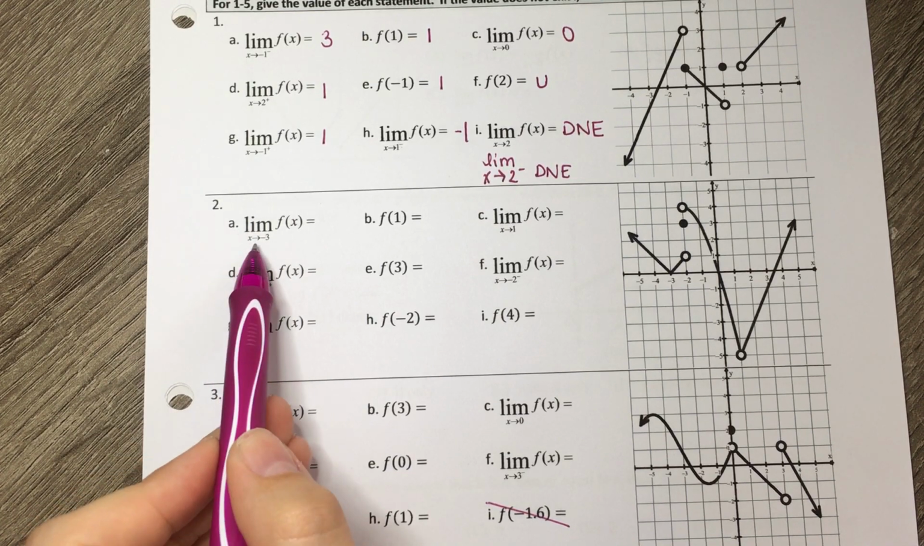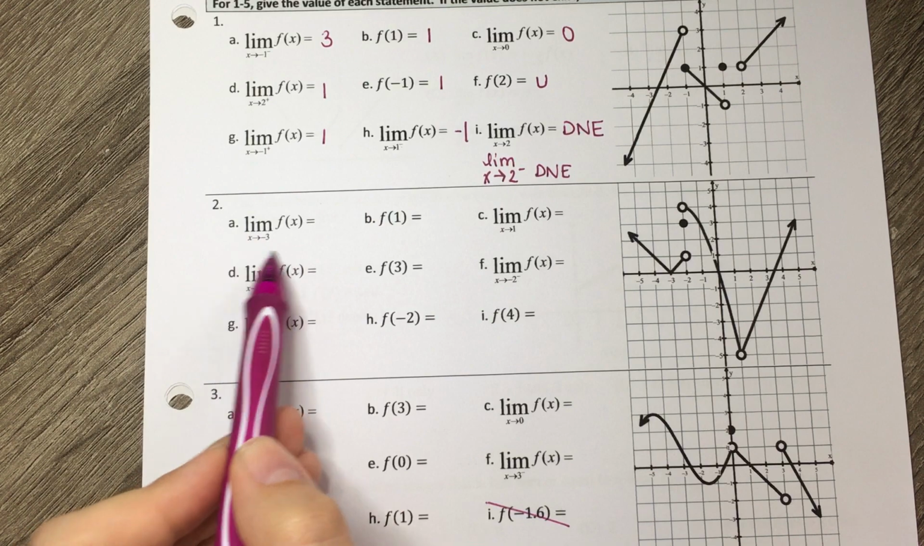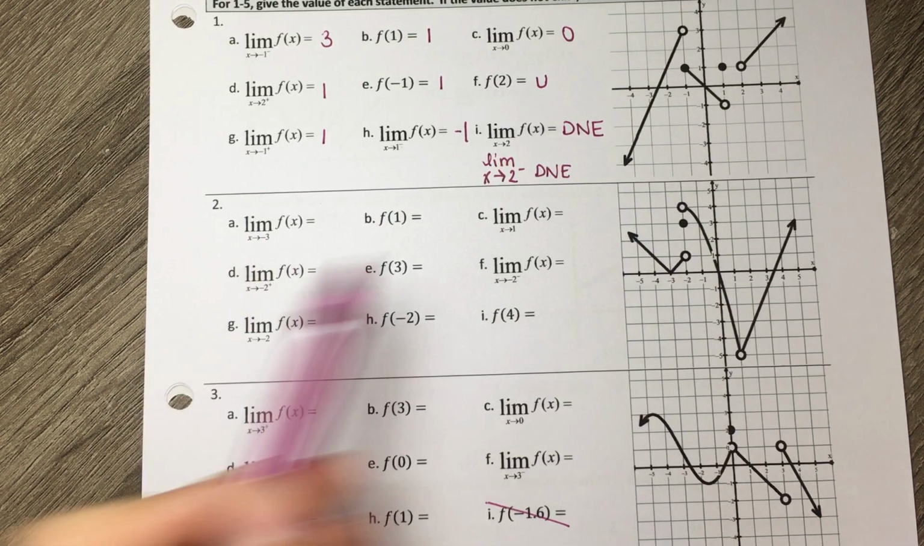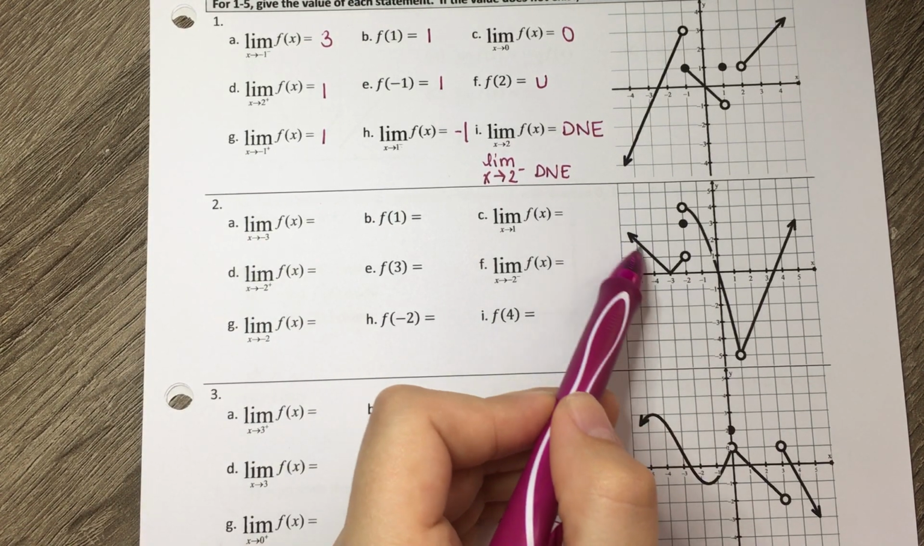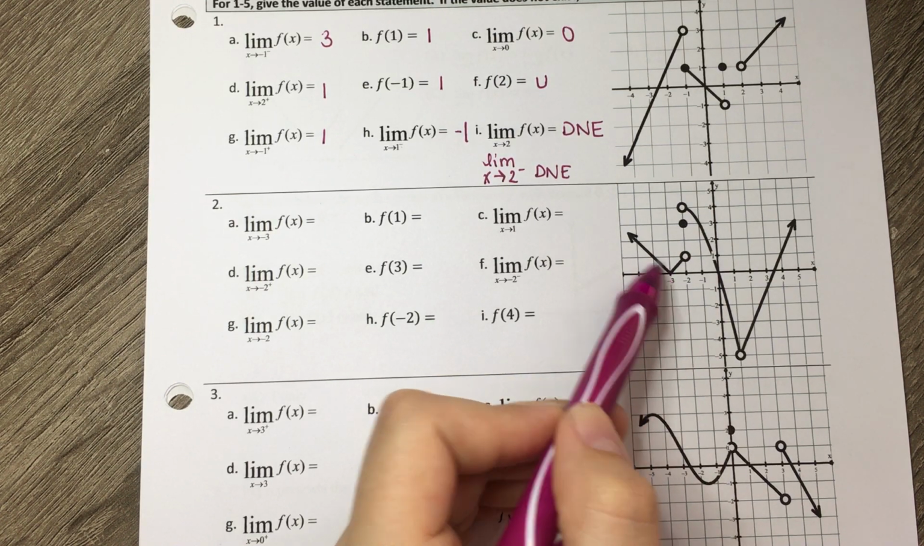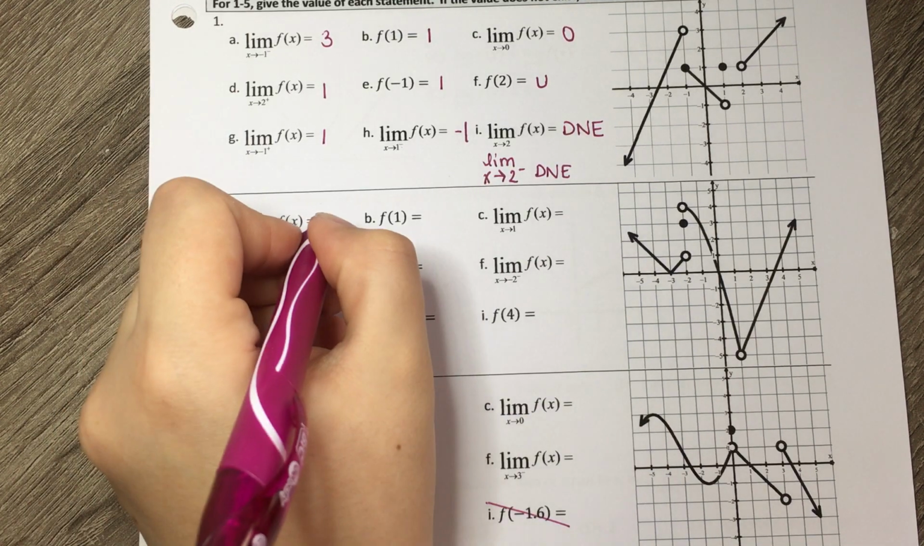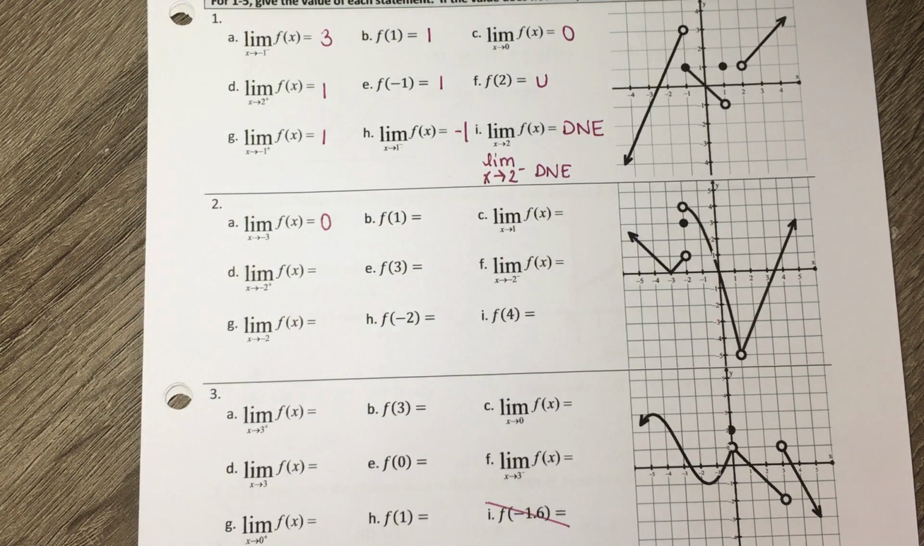Okay, number 2, letter A. We're going to approach -3. I don't see a minus or plus, which means it's a two-sided limit. So I need to approach -3 from the left, I get 0. I need to approach -3 from the right, I get 0. My left and right hand side are equal, so the limit as x approaches -3 is that number, 0.